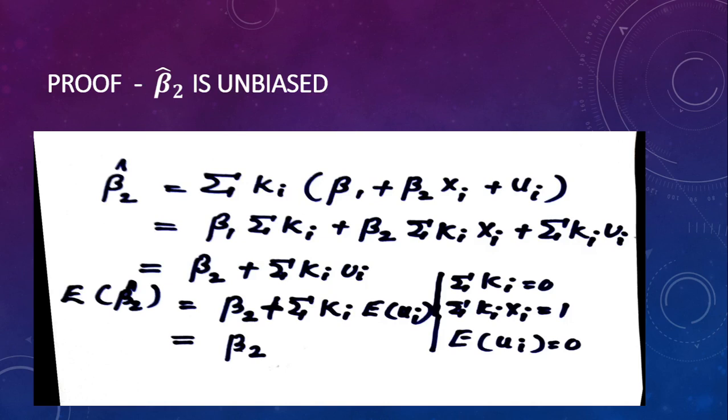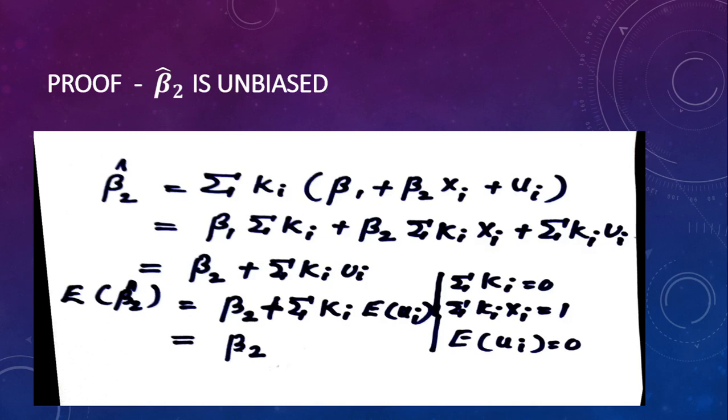And from the assumptions of the classical linear regression model, we know that expected value of ui is equal to 0. So we are applying that also here. So expected value of beta 2 hat is equal to beta 2 plus, that beta 2 is a constant, so we don't have to take any expectation. So beta 2 plus sigma ki into expected value of ui, and expected value of ui is 0. So that term also becomes 0. So expected value of beta 2 hat is equal to beta 2.